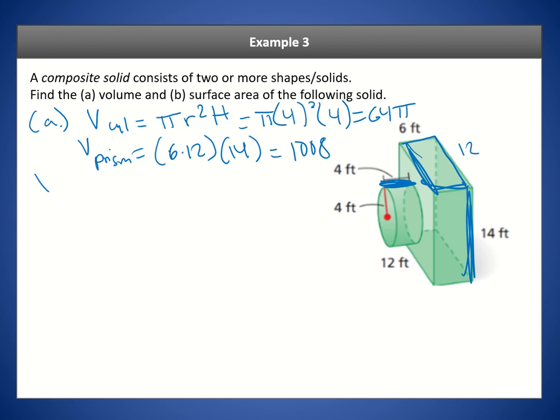So we can find the total volume by adding the 2 individual volumes. And of course you can get that as a decimal on the calculator, but I will leave it like that. Part B, surface area of the solid.